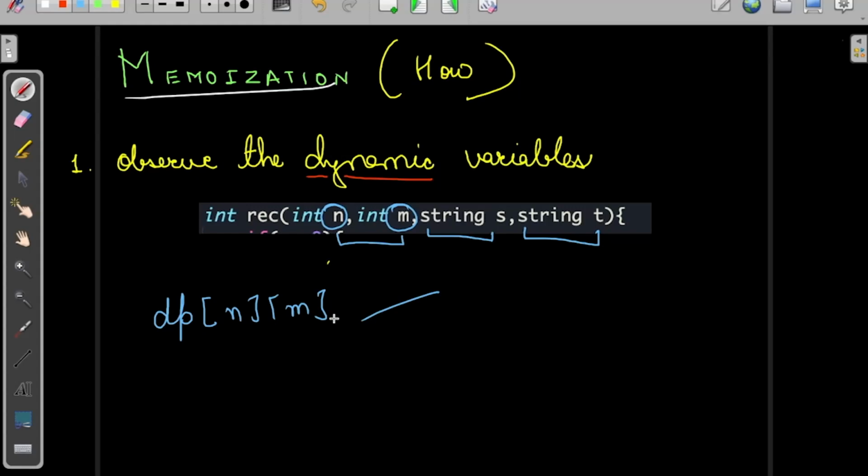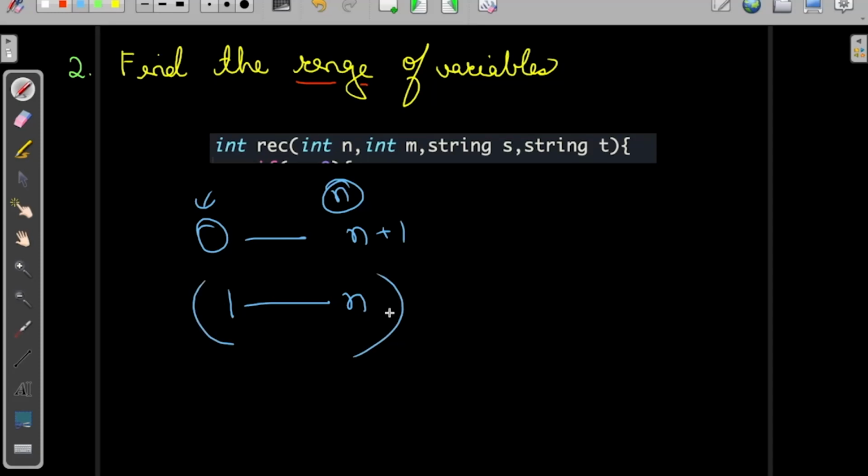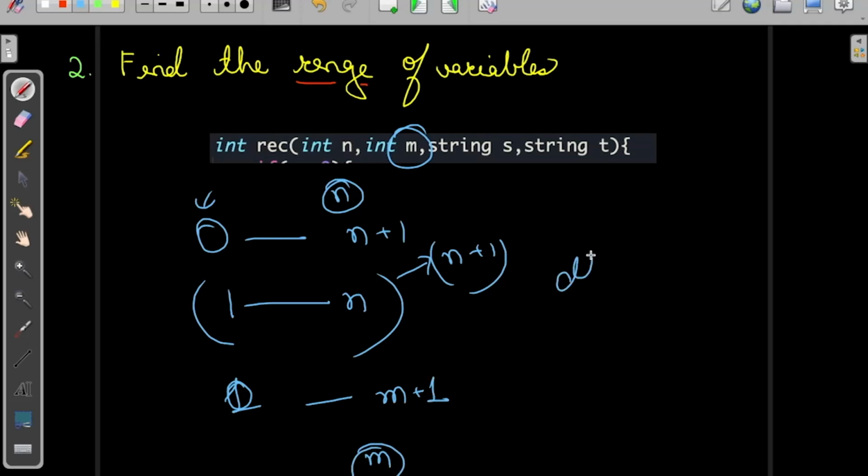Okay, so what would be the dimension of it? We need to observe the range of the variables. Like n would range from 0 till n plus 1. Why? Because we need the value n. 0 is not needed because it would be handled by the base case. So from 1 to n, I need those values. So if I want the value n, then I need to declare an array of n plus 1. In the same way for m also, we would go from 1 till m plus 1. Why? Because we need the value m. That is why if we declare an array of n plus 1 multiplied by m plus 1, our issue would be solved. Okay, and we would store the answer.